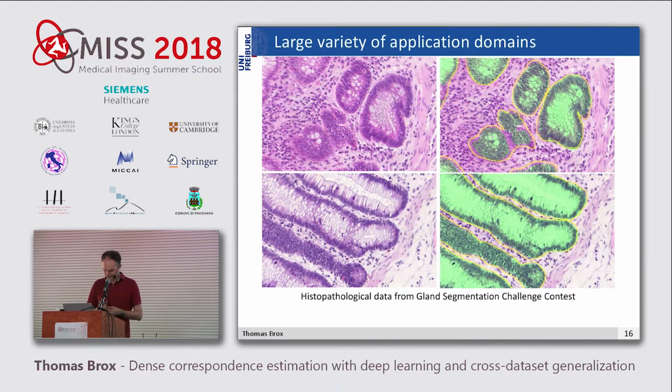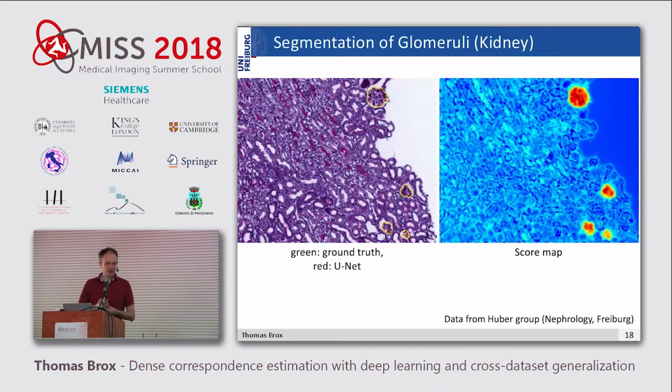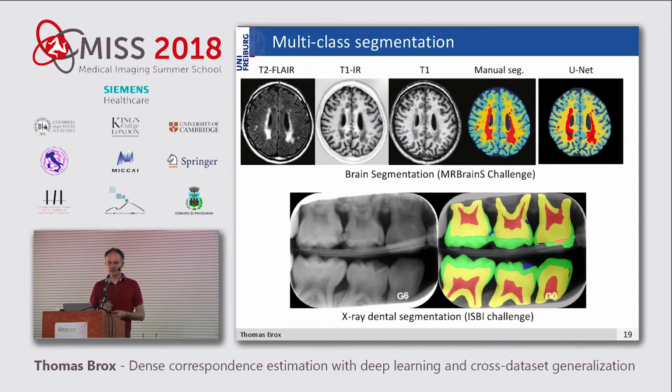Here's another example from Freiburg. We also help the medical people in our own place. This is data from the kidney, and there's some segmentation of glomeruli. You see that they're actually hard to spot. This part here looks very much like all this. So again, if you want to do some manual feature design, that's super hard to do. And you see that UNet actually produces very clear score maps for these parts of the images where these glomeruli are present. You can also use that for multi-class segmentation.